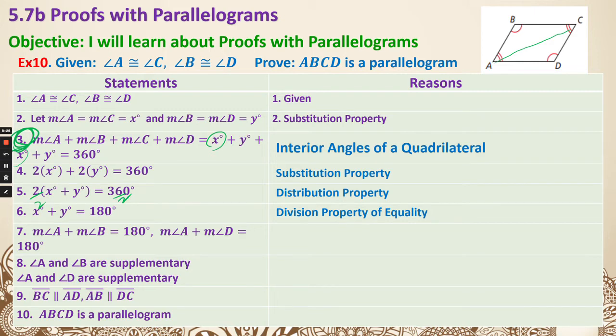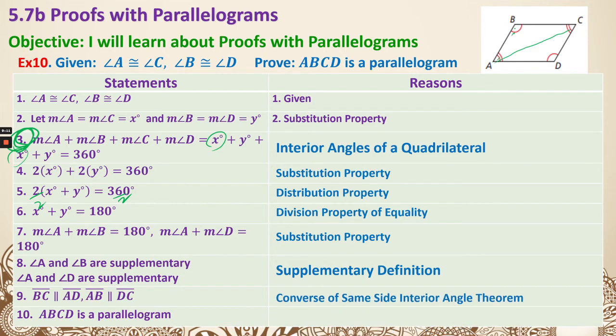And our x are A and C, our y's are B and D. So now we can actually replace them back. A and B are together 180 degrees, A and D are 180 degrees, which in other words, they are supplementary. That's the supplementary definition. Next, after we say they're supplementary, we can know they are parallel. So that is going to be converse of same side interior angle theorem.